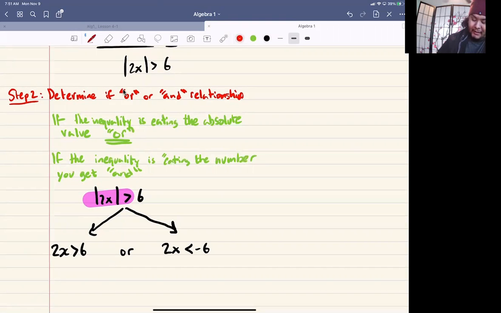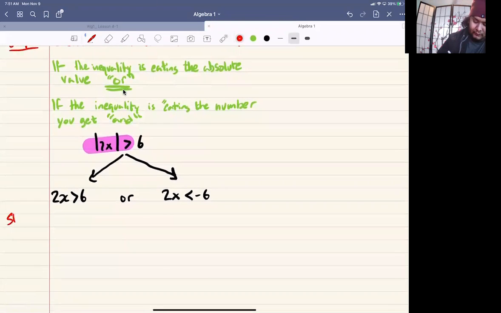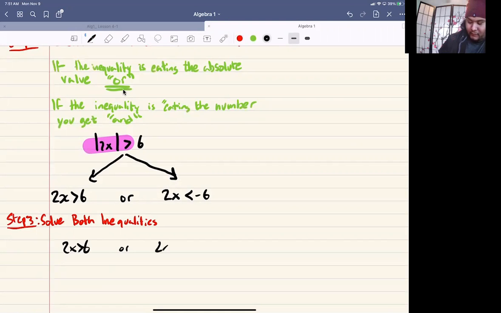Then step 3 is to solve both inequalities. We write it down step by step. Divide both sides by 2 here, and you're going to get x is either greater than 3 or x is less than negative 3, because we divide by 2.